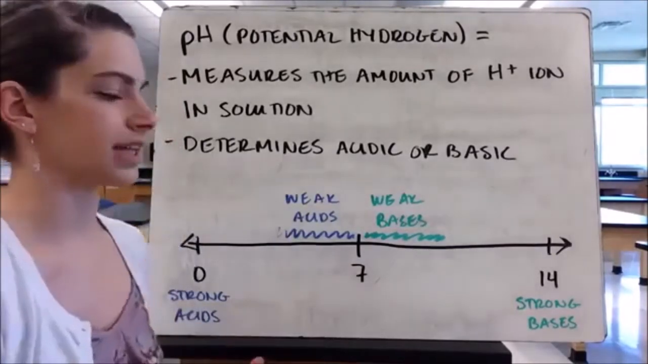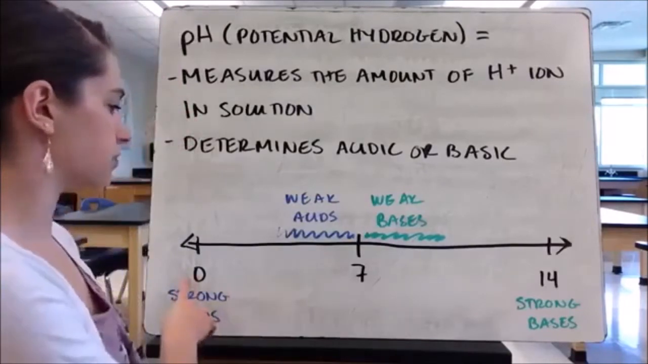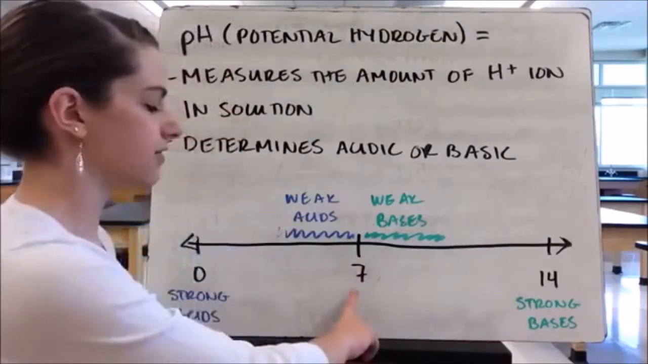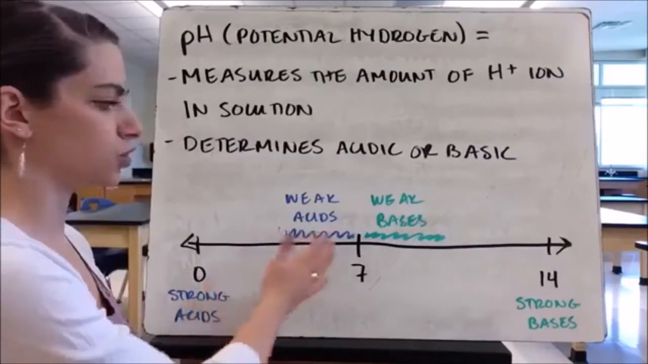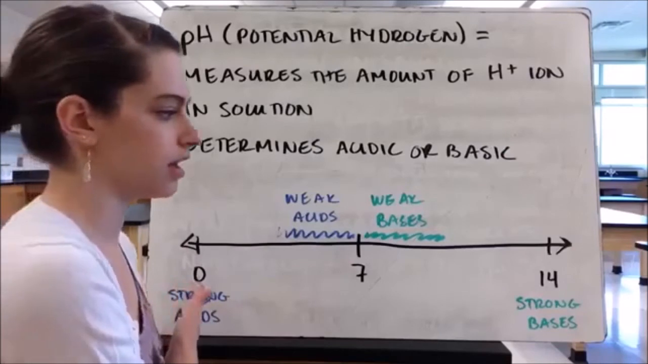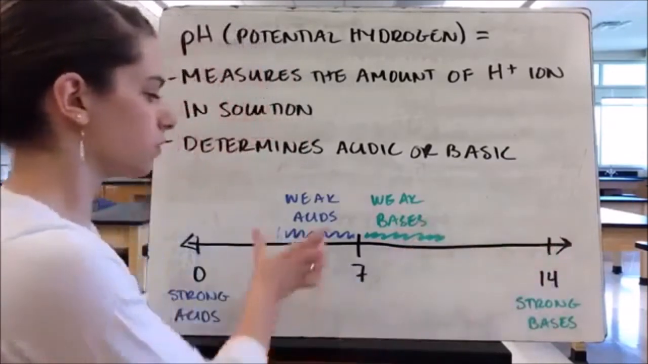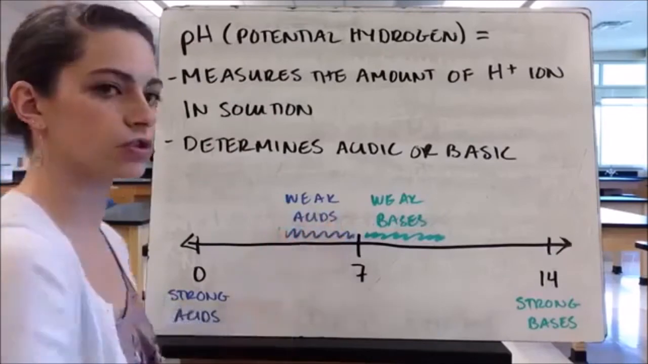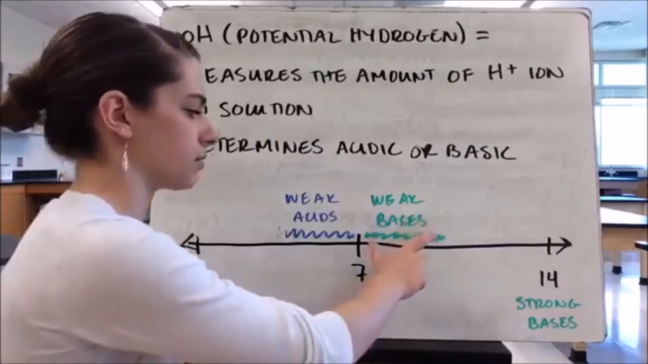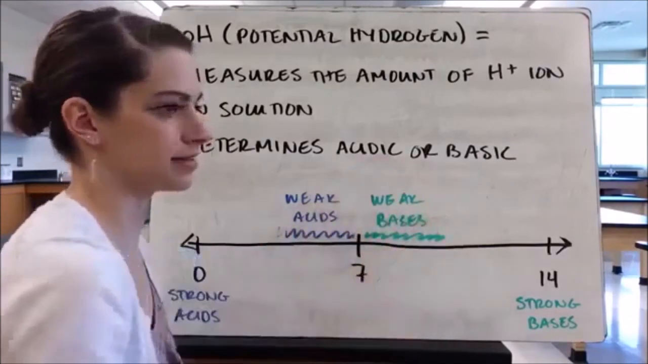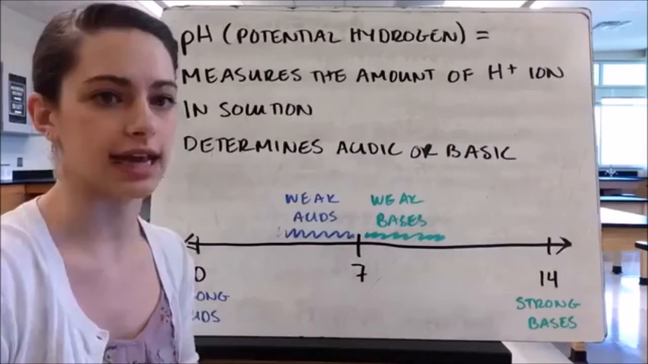So we have what's called a pH scale. You've probably seen this before. It's a scale that ranges from 0 to 14, with 7 in the middle being neutral. Our strong acids have a pH towards the 0 end of our scale, and our strong bases have a pH towards the 14 end of our scale, the high end. Weak acids tend to have a pH closer towards 7, closer towards neutral, and weak bases also have a pH closer towards neutral, but on the basic side. So that's what our pH scale tells us: how acidic or basic our solution is.